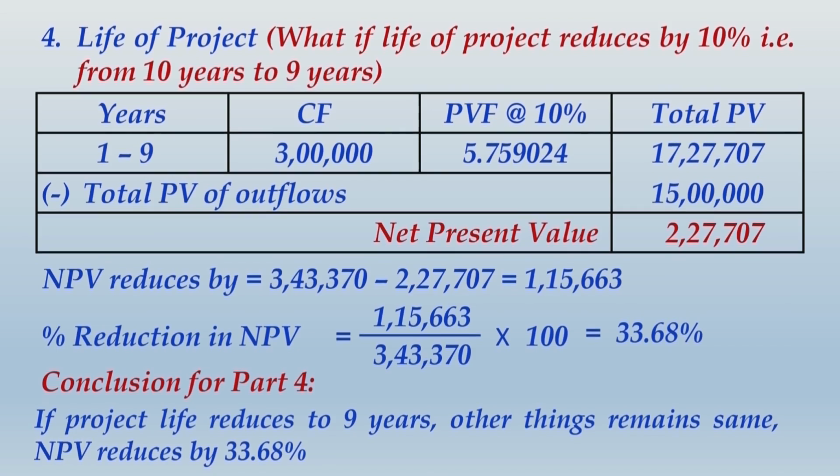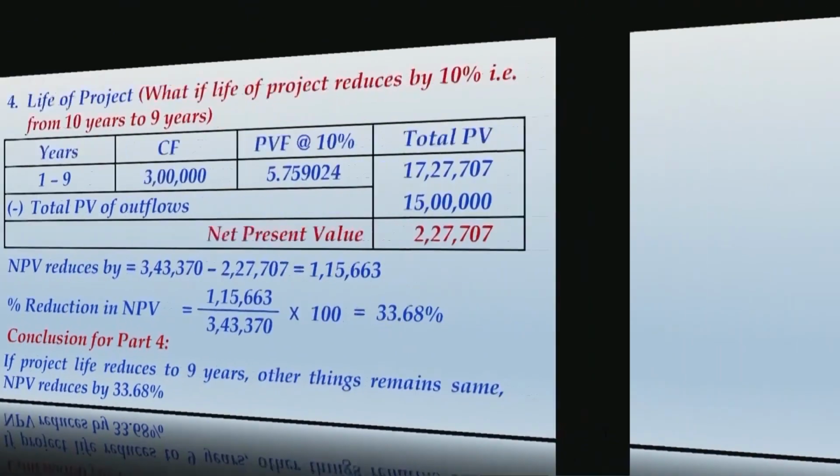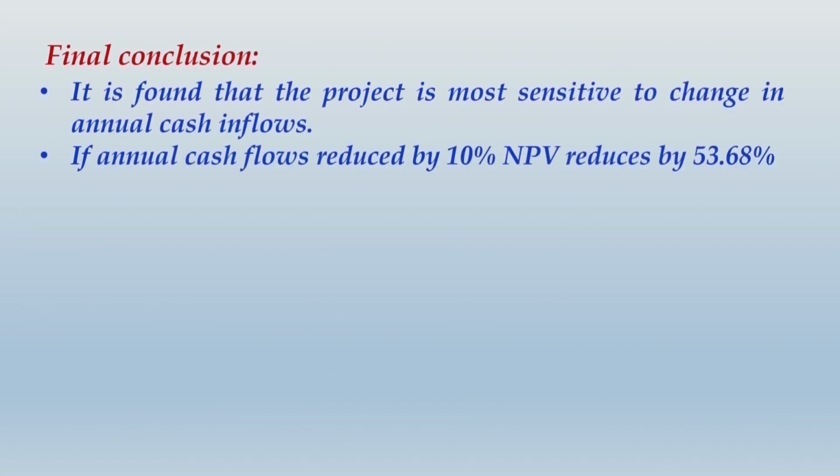Alright friends, once you have finished even this fourth part and its conclusion, let us move ahead and write up the final conclusion. It is found that the project is most sensitive to the change in annual cash flows. If annual cash flows reduced by 10%, NPV reduces by 53.68%. So please write up this whole thing and that will be the end of the solution.